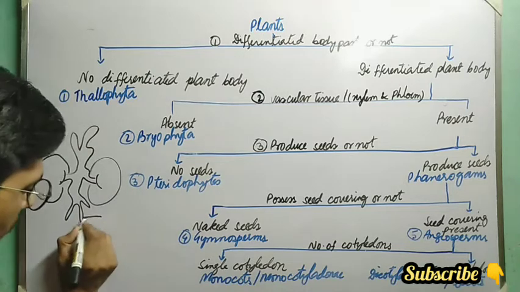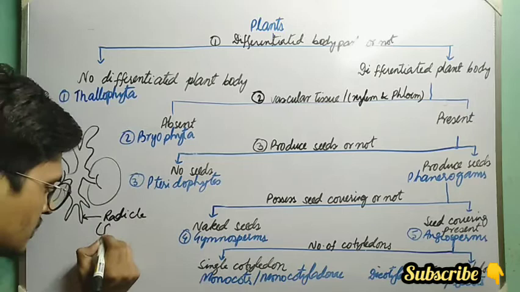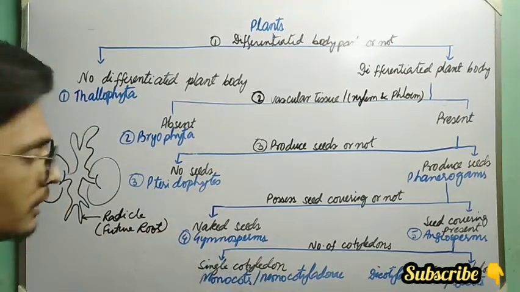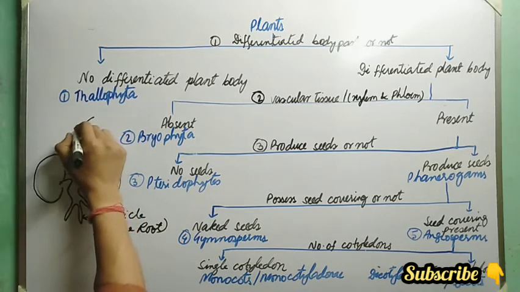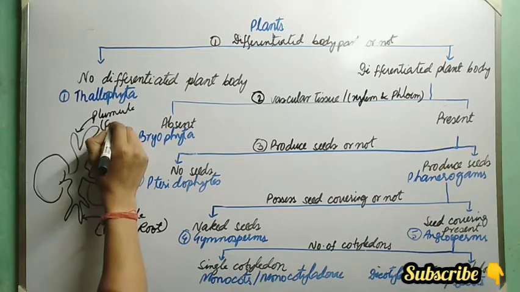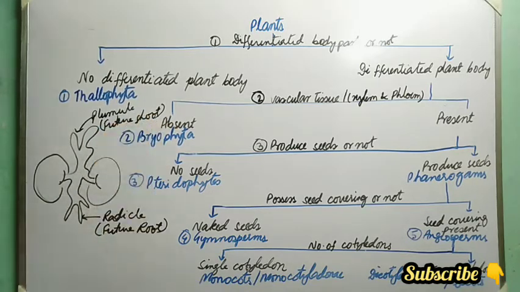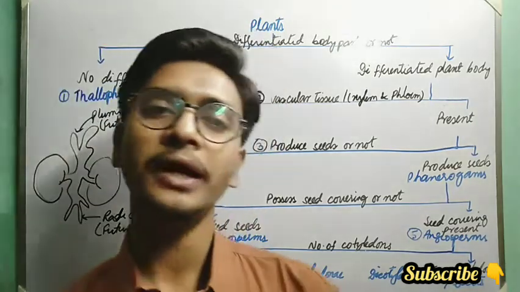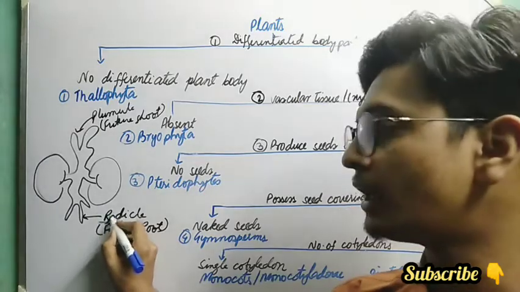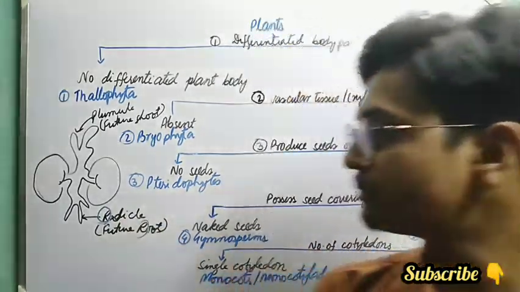This lower one is the radicle. Radicle means it is the future root from which the root will develop, and this upper part is called the plumule, from where the future shoot will develop. So you can remember easily by a very easy trick. Radicle starts with the letter R and root also starts with the letter R. So in this way we can remember.